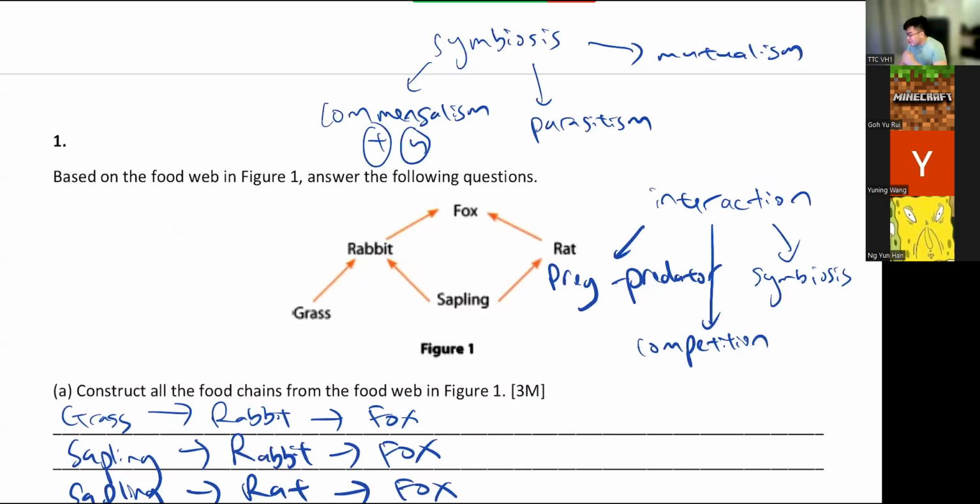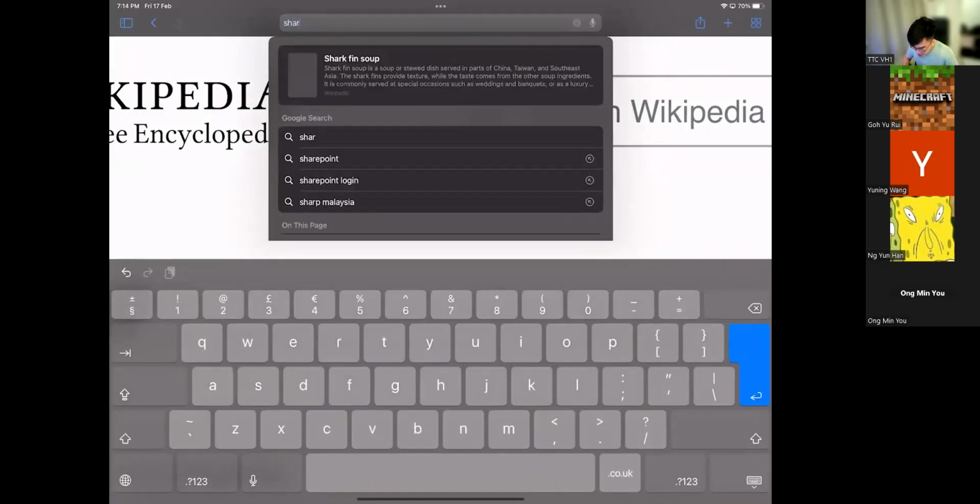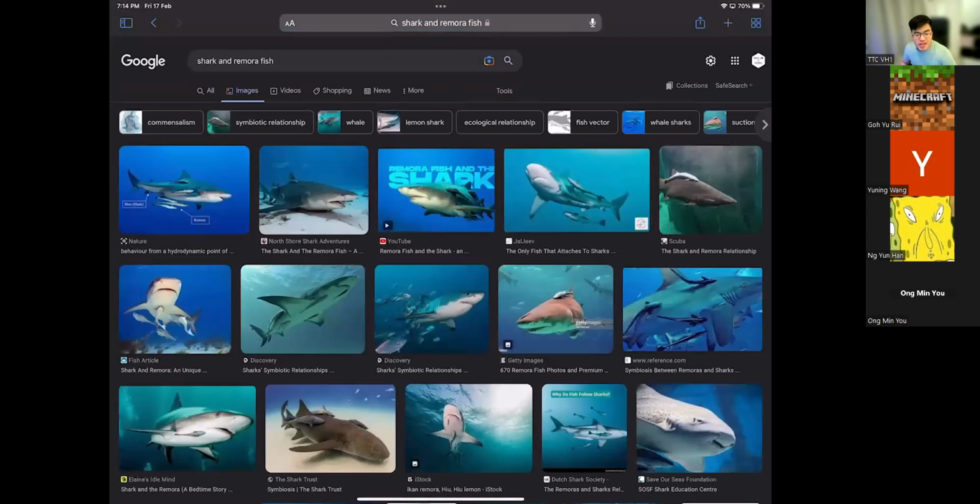In this case, you need to know the example. Any animals that live like that? What animals live like this? No, not tapeworm, that is another one. One gets advantage, one is not affected. Fish, very good example. So you have your shark and your remora fish. If you look at shark and remora fish, the remora fish just hangs around and eats whatever the shark leaves behind.